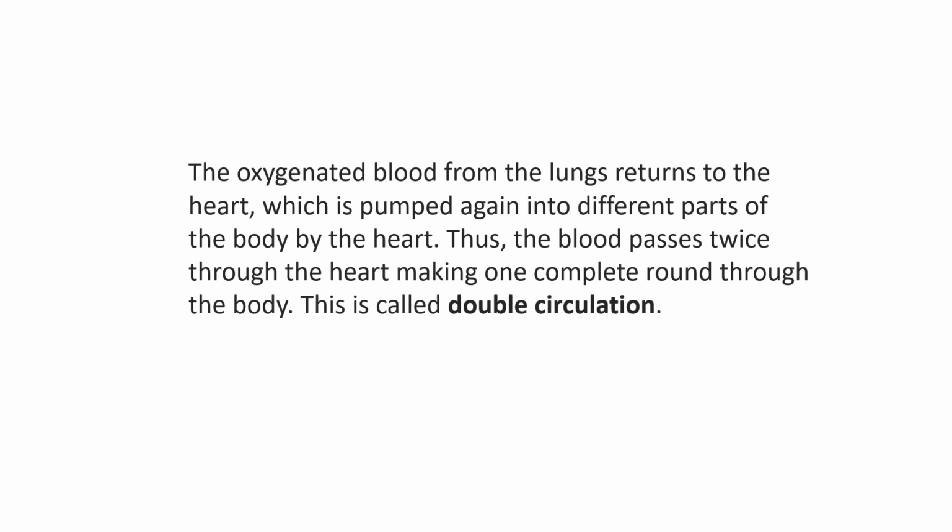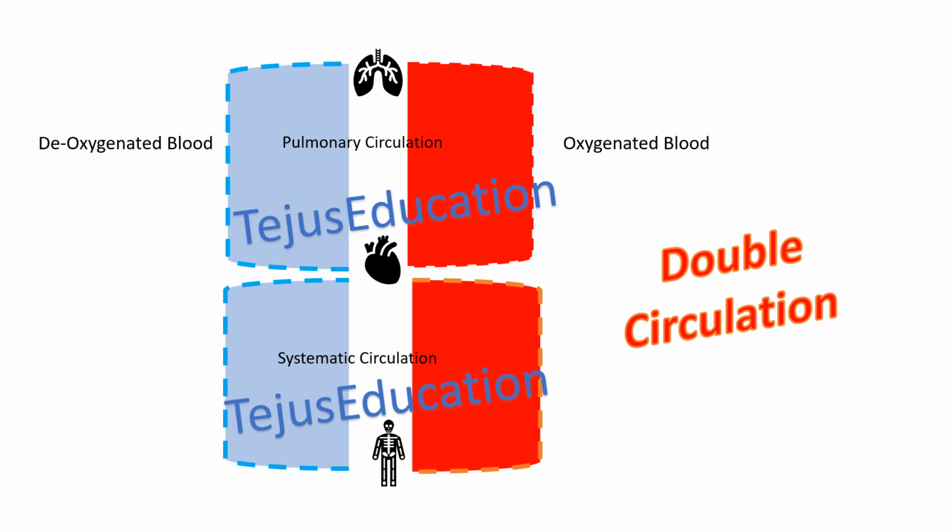Double circulation. The oxygenated blood from the lungs returns to the heart, which is pumped again into different parts of the body by the heart. The blood passes twice through the heart, making one complete round through the body. This is called double circulation. If you look at this picture, you can see that the upper part is called pulmonary circulation, and the lower part is called systemic circulation. So double circulation is taking place.